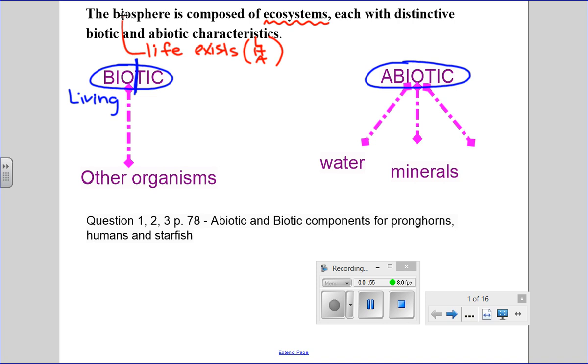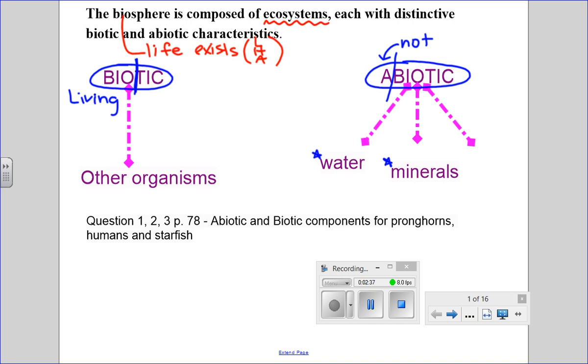Now, abiotic characteristics, because it starts with an A, science words that start with A usually mean not. So abiotic means not living. And so we would think of factors that are not other living organisms that would affect an organism's possibility of living, of reproducing, of surviving. So I put a couple of examples here, water and minerals. But there are many things that are not living that would affect the survival of an organism.